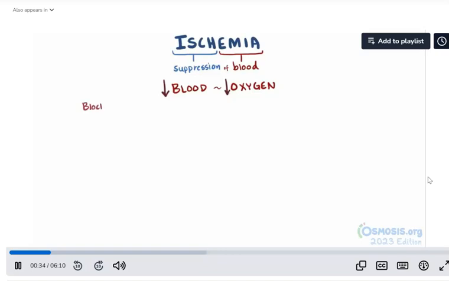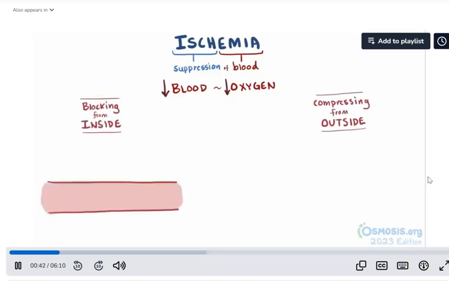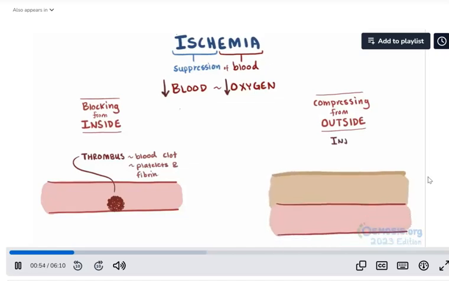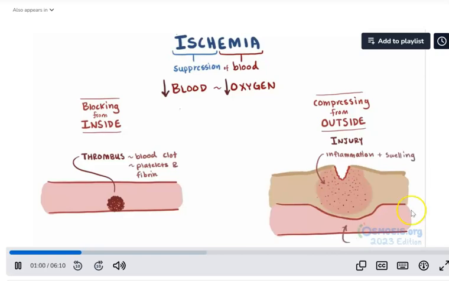This lowered flow could be from something blocking the blood from the inside, or it could be something compressing the blood vessel from the outside. An example of something blocking the vessel from the inside is a thrombus, also known as a blood clot. These are solid clumps of platelets and fibrin that obstruct blood flow. Ischemia resulting from something outside the blood vessel is traumatic injury, which can cause inflammation and swelling that physically applies external pressure to the blood vessel, compresses it, and restricts blood flow.